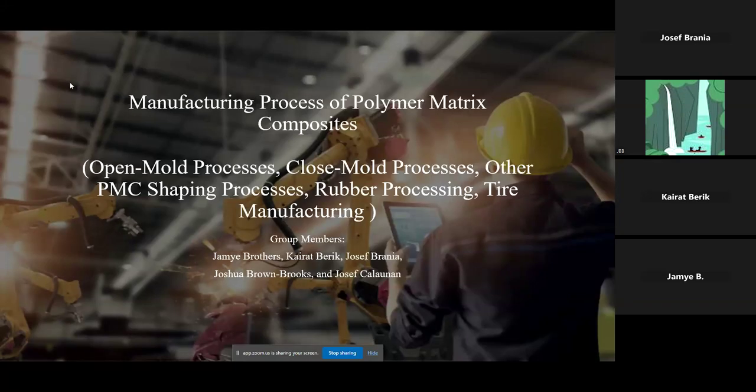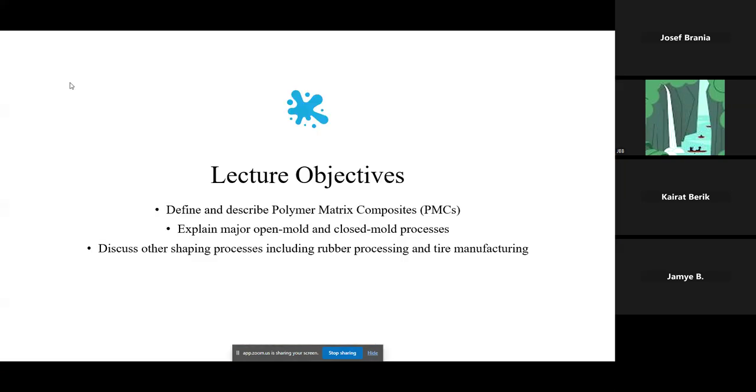Good morning. So our lecture today will be about manufacturing process of polymer matrix composites. Our lecture objectives would include to define and describe polymer matrix composites, also known as PMCs. We will explain major open mold and closed mold processes, and we will also discuss other shaping processes, including rubber processing and tire manufacturing.